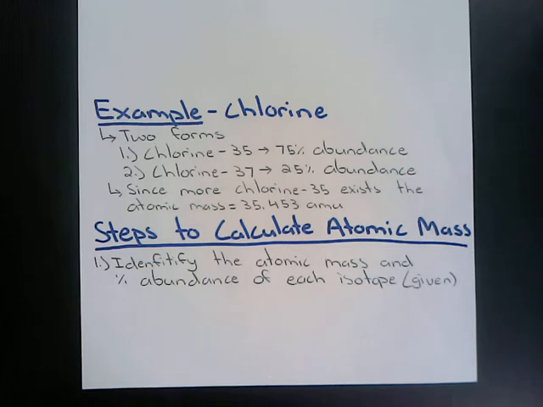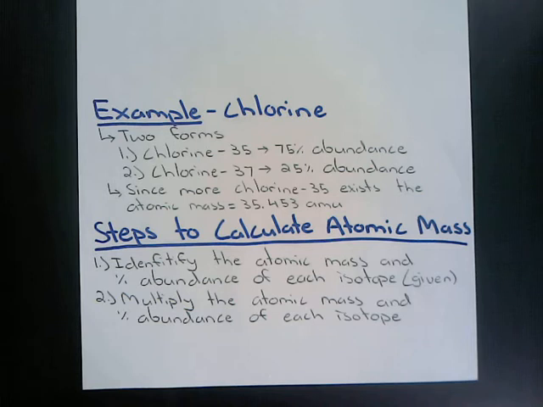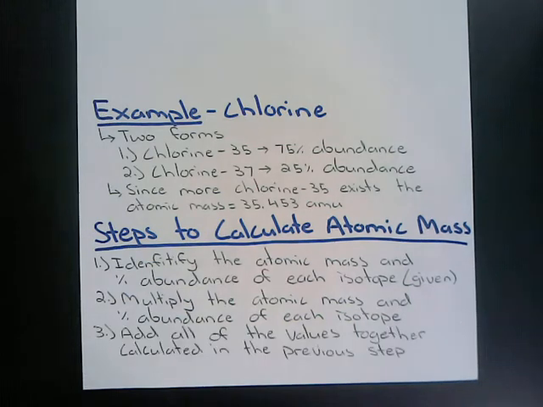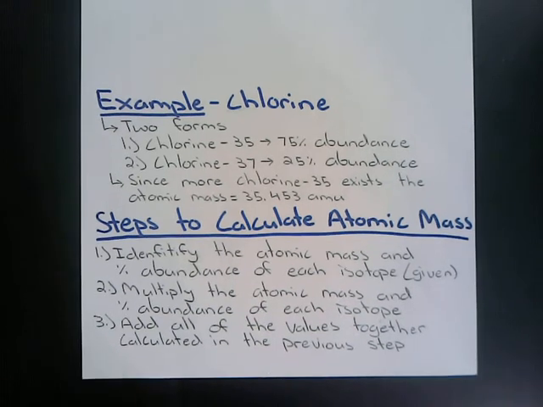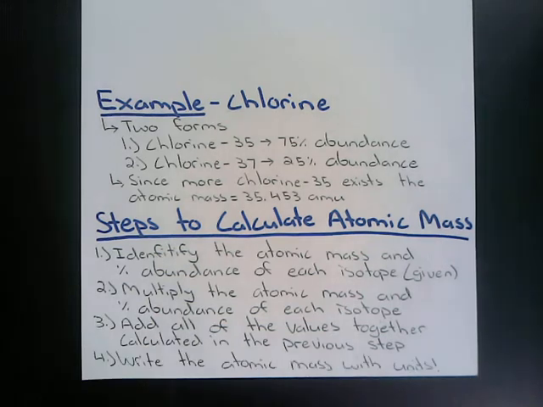The second step is to multiply the atomic mass and percent abundance of each isotope. Once you have done that for each and every isotope, you are going to add all of the values together that have been calculated in step 2. And then the fourth step is to write the atomic mass with the correct unit, and we're going to round to 2 decimal places in this class.